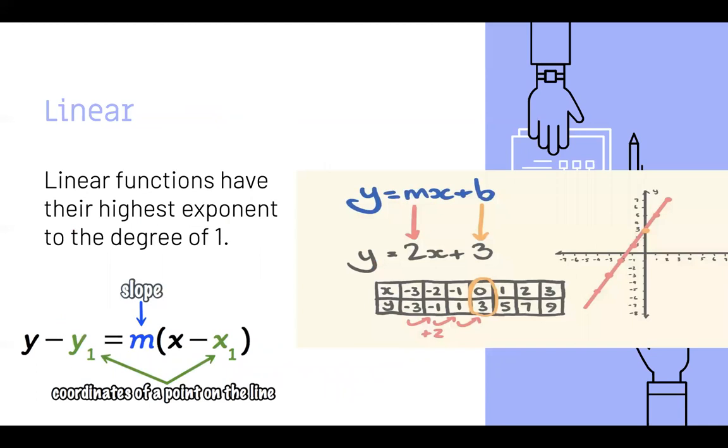And we can look at linear functions that have their highest exponent to a degree of 1. Common formulas for this are y equals mx plus b, or y minus y1 equals m times the quantity x minus x1. The m corresponds to the slope. The b would correspond to the y-intercept, and y1 and x1 are coordinates of a point on the line. Either formula will give you the same line.